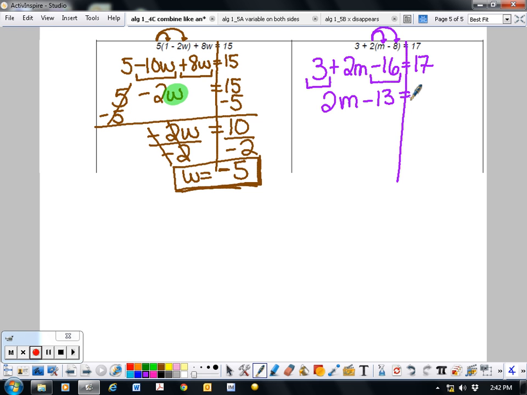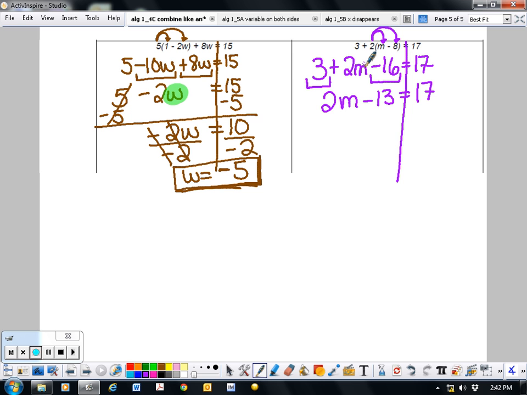And I used to always say they're like apples and oranges. If it has an m, it's an apple. If it has just the number, it's an orange. And we can't combine them. They're different. We can't combine them at all. So we only combine those that are alike: regular numbers with regular numbers, and those that have the letters with those that have the letters.